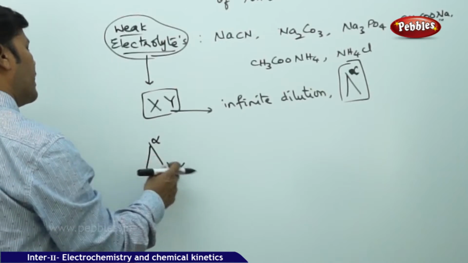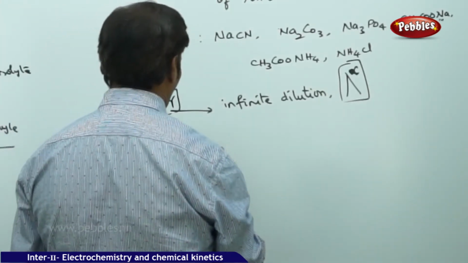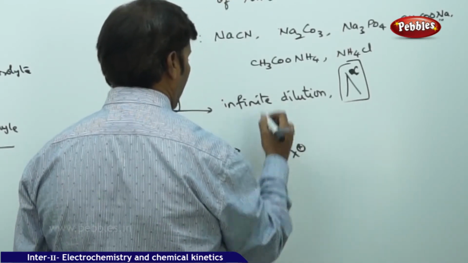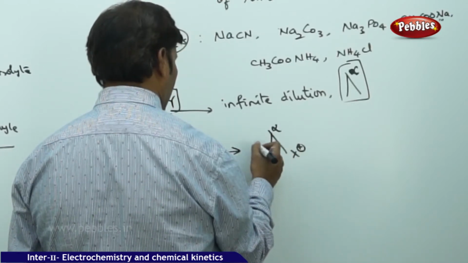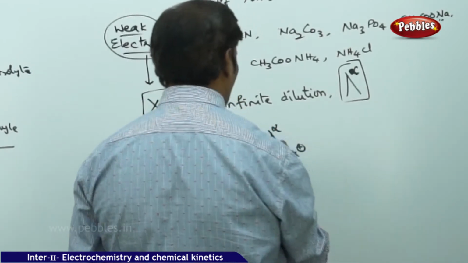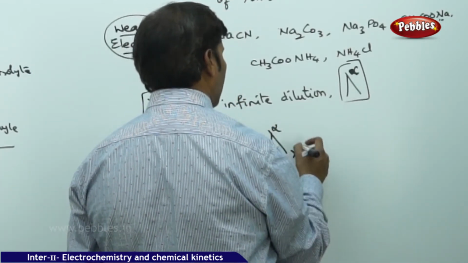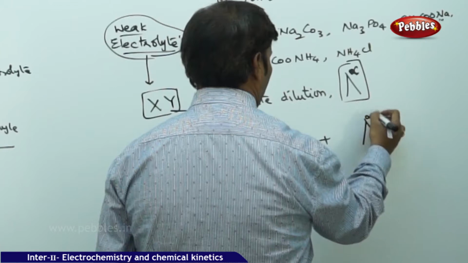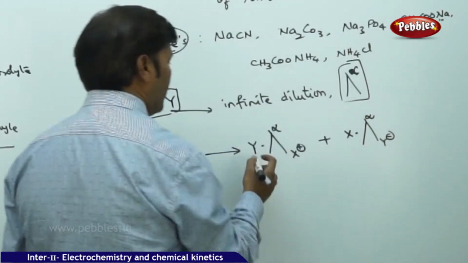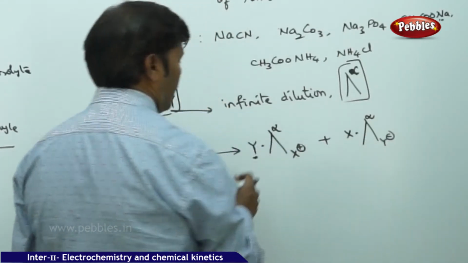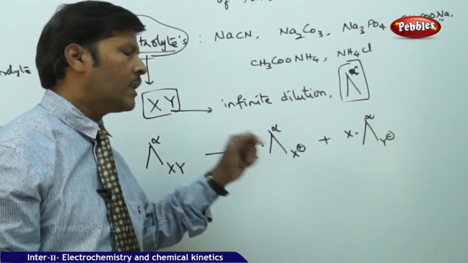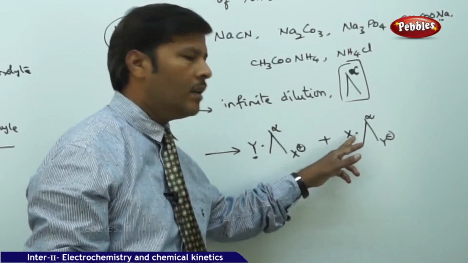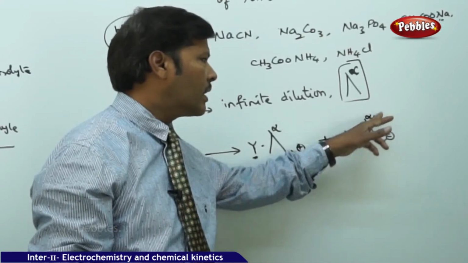The equivalent conductance of the electrolyte XY at infinite dilution is given by the equivalent conductance of the cations at infinite dilution multiplied by y, plus the equivalent conductance of the anions at infinite dilution multiplied by x, where y is the number of cations showing the equivalent conductance at infinite dilution, and x is the number of anions showing the equivalent conductance at infinite dilution.